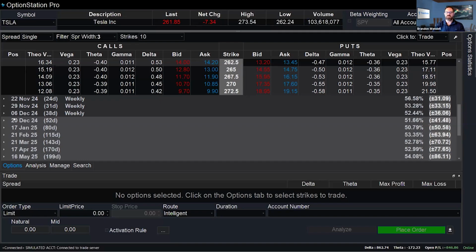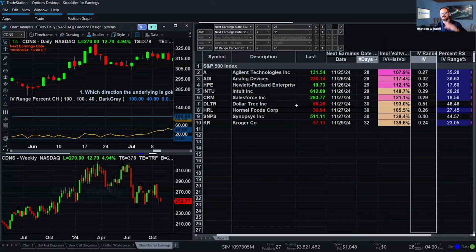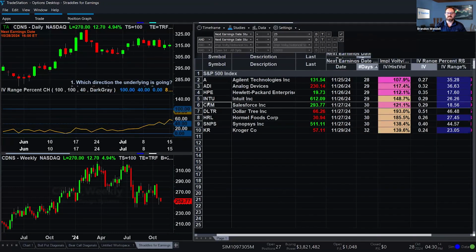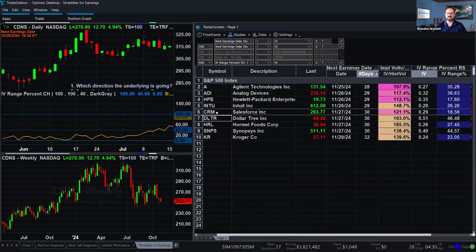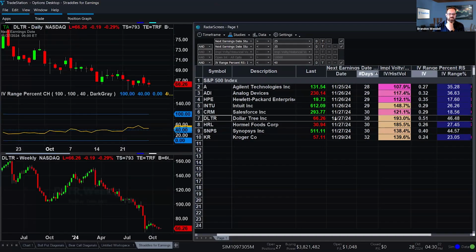So again, if I'm planning for earnings coming up, remember we have the workspaces here. Let's look at an example: straddles for earnings. And this is just an example. I'm not saying that we want to get into this in particular. I'm only doing basic analysis. So right here, Dollar Tree, for instance, DLTR. It looks like it's got 30 days until the next earnings date, right?